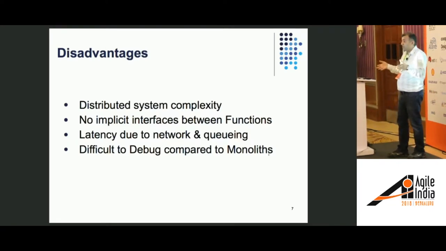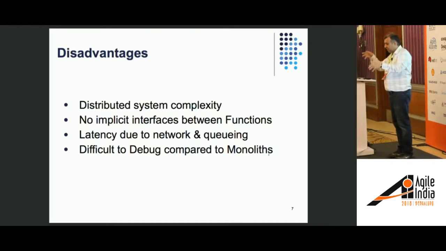You don't have anything like that here, because F1 and F2 are independent of each other. So if you have a contract mismatch, it becomes a kind of runtime error. You have no way of finding it during the compile time. There are ways to mitigate it, and again I'm going to talk about it, but essentially the interface management between these functions gets difficult because of the distributed nature of the system.